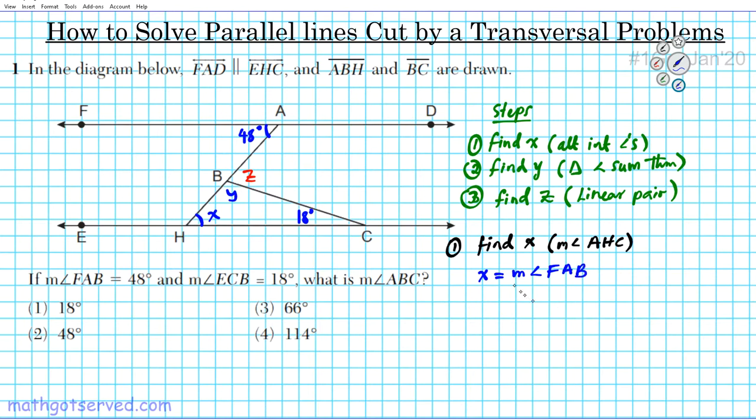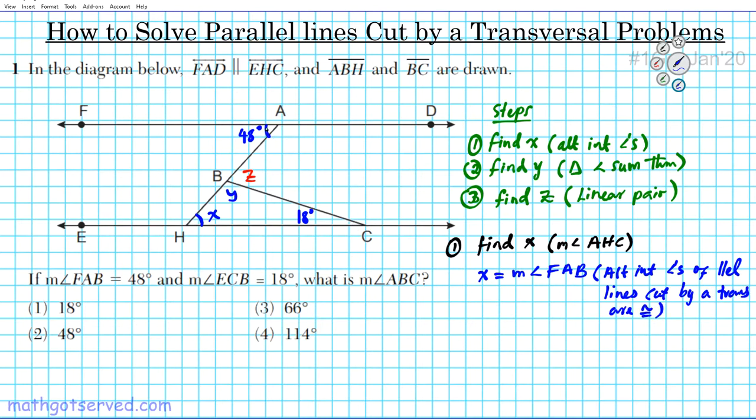Right? X is equal to the measure of angle FAB. How do we know that? We know that because alternate interior angles of parallel lines cut by a transversal are what? They are always congruent.